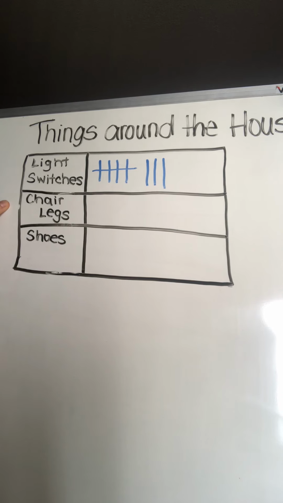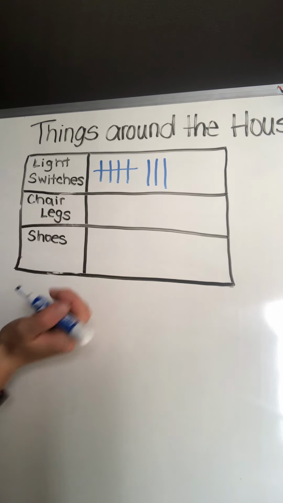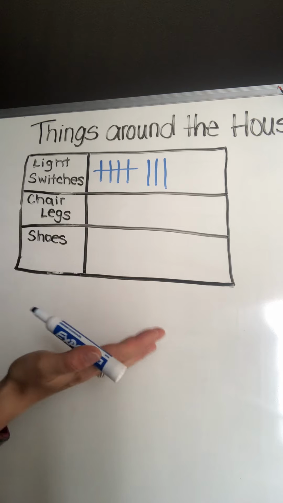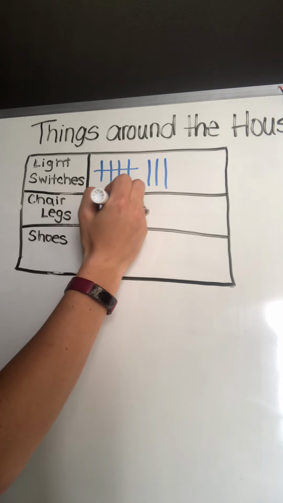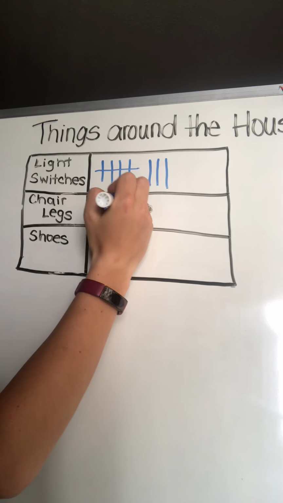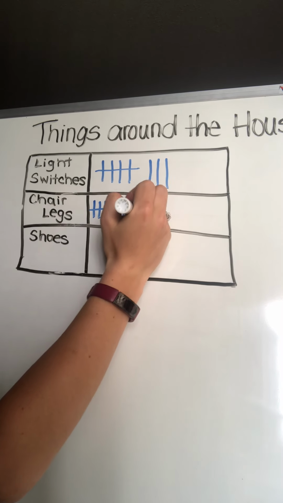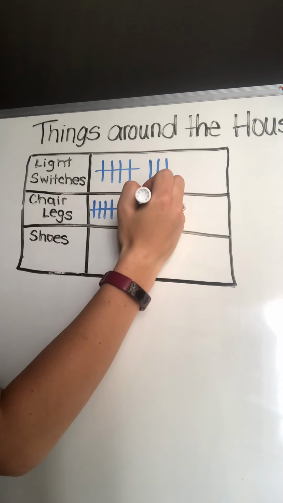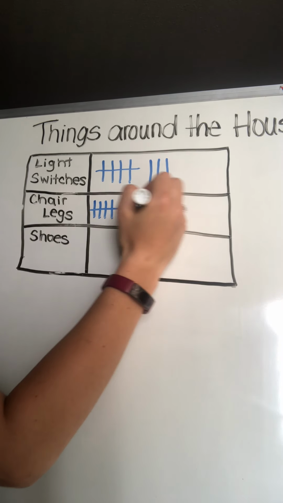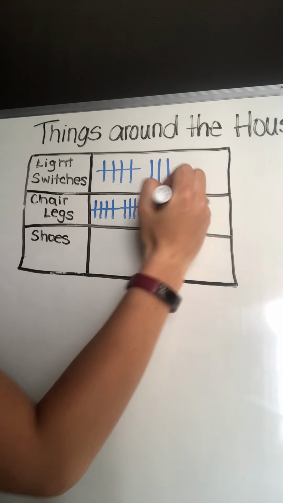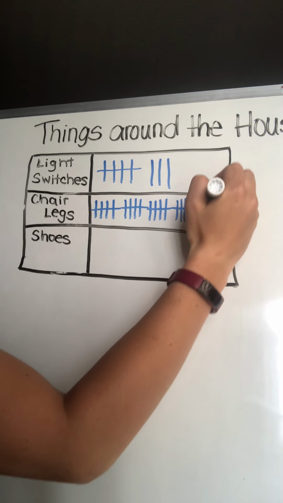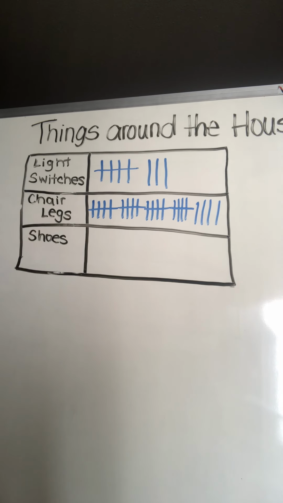Then I went ahead and I counted the number of chair legs in my house. And kind of interesting, I came out with 24 chair legs in my house. So again, I'm gonna draw tally marks that show the number 24. 1, 2, 3, 4, 5 with a ninja chop. 6, 7, 8, 9, 10. 11, 12, 13, 14, 15. 16, 17, 18, 19, 20, 21, 22, 23, 24.